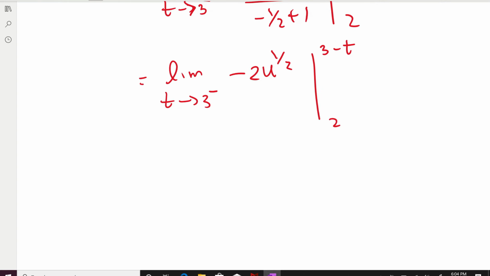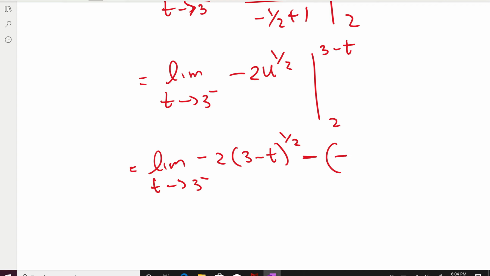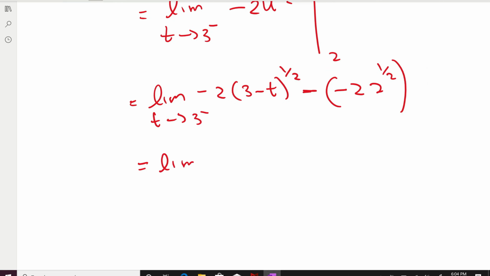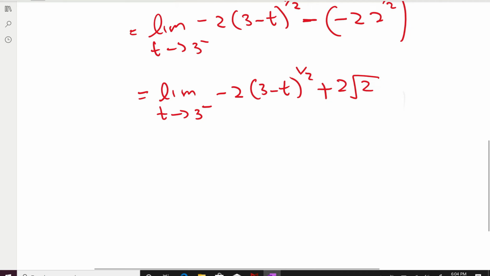So, let's do the evaluation. If you evaluate this function, minus 2, first evaluate u at 3 minus t. So, it's 3 minus t to the half, okay, minus 2. Now, you substitute 2 for u. So, it's 2 to the half. Okay. So, what do we get? The limit as t gets closer to 3 from the left, it's minus 2 times 3 minus t to the half, minus minus plus 2 times square root 2, right, because 2 to the power half is square root 2. All right. So, what's the limit?